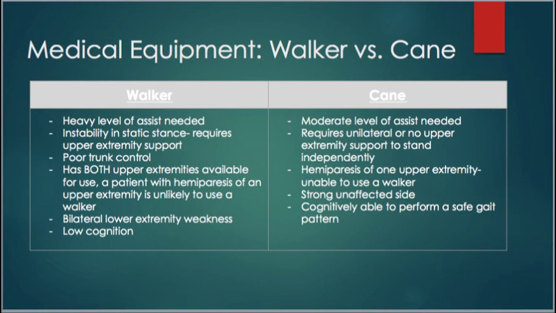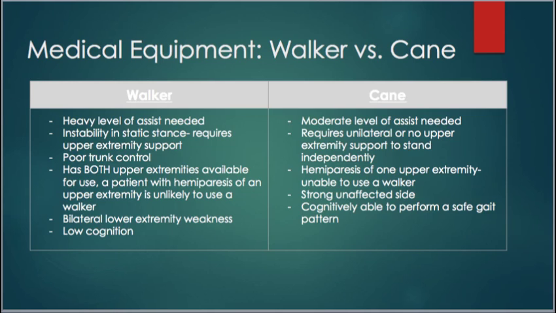An important component of gait assessment or training your patient to walk is deciding which type of device they may need or if they need a device at all. There are some common indications as to whether or not a patient uses a walker or cane. For a walker, a patient needs a heavy level of assist. They will typically have instability in static stance. They'll require upper extremity support or moderate to maximum assist from the therapist to stand upright. They'll have poor trunk control. They may have some difficulty sitting upright without assist, but they will have both upper extremities available for use.